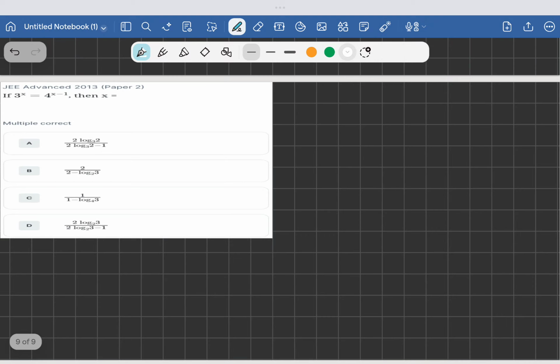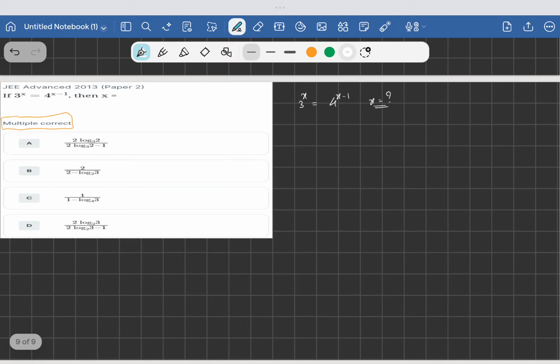And just a reminder that it is a multiple correct option question, meaning more than one option may be correct. So you have to keep this in mind. The question is 3 raised to the power x equals 4 raised to the power x minus 1, where you have to find the value of x.